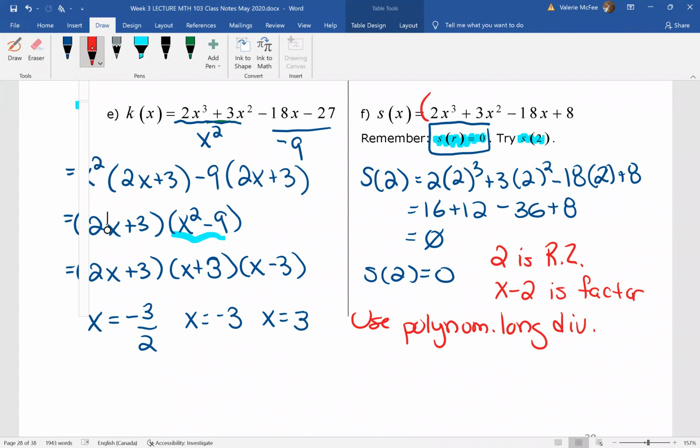So we have all of this divided by x minus 2. Why don't you do that division? Good practice for your test coming up.